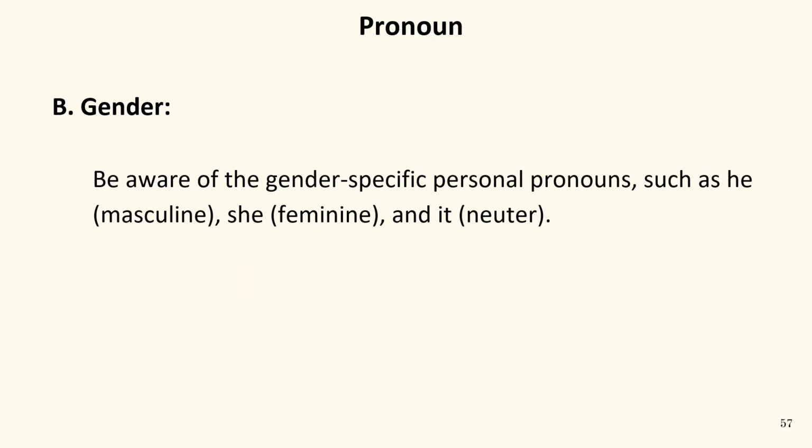Now on the gender basis, be aware of the gender specific personal pronouns such as he for masculine, she for feminine, and it for neuter gender. Let us take an example. If I talk about a boy, I will use he or his or him for that boy. Now if I'm talking about a girl, obviously I will use she or her in case of nominative and objective respectively. But if I'm talking about a pen, it is a neuter gender. Now for pen we use it as nominative, possessive and objective respectively.